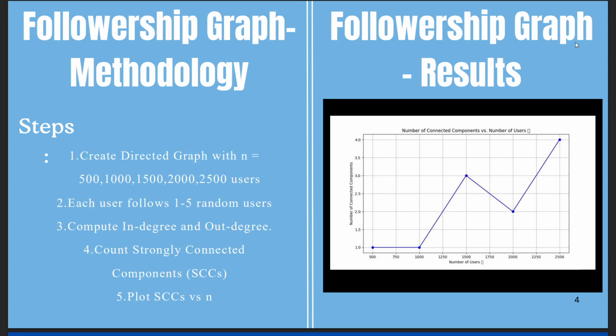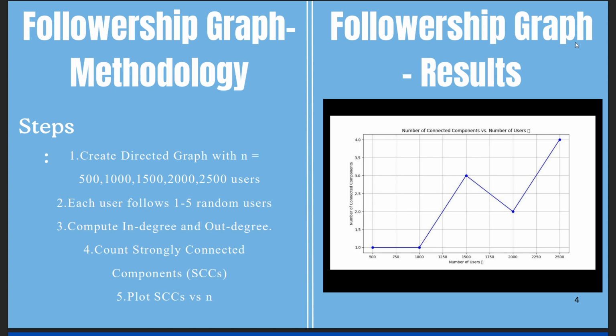For the social followership simulation, we modeled a network as a directed graph. We tested it with different user counts: 500, 1000, 1500, 2000, and 2500. Each user was randomly connected to follow 1 to 5 others. We then calculated the in-degree, out-degree, and the number of SCCs. Finally, we plotted the SCC count against the number of users to study how connectivity grows with the network.